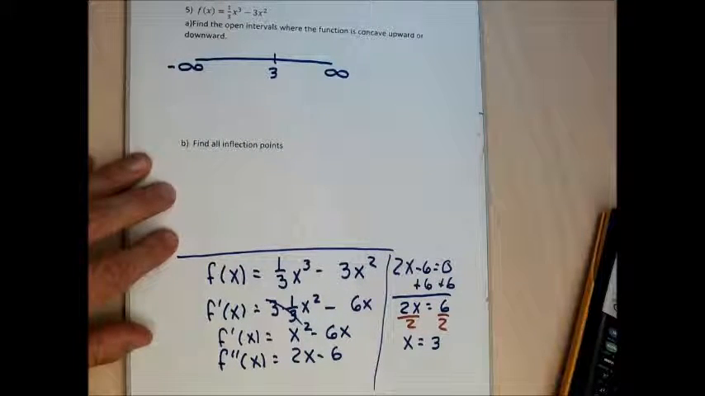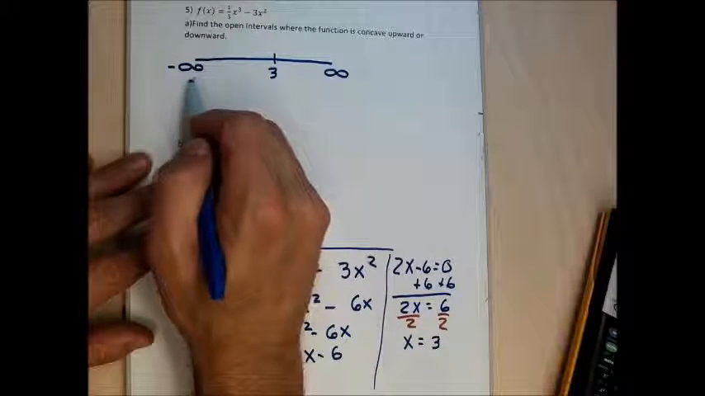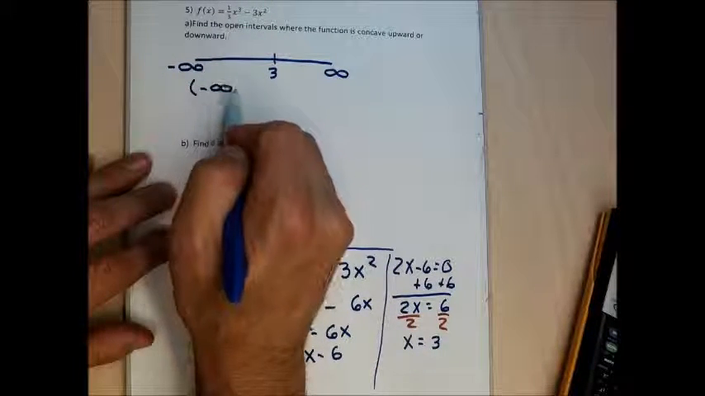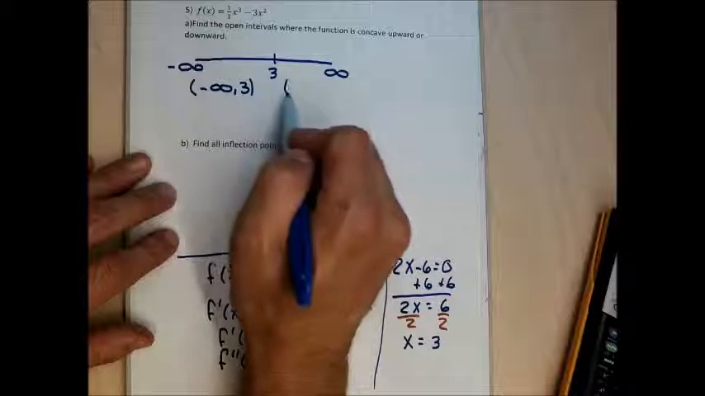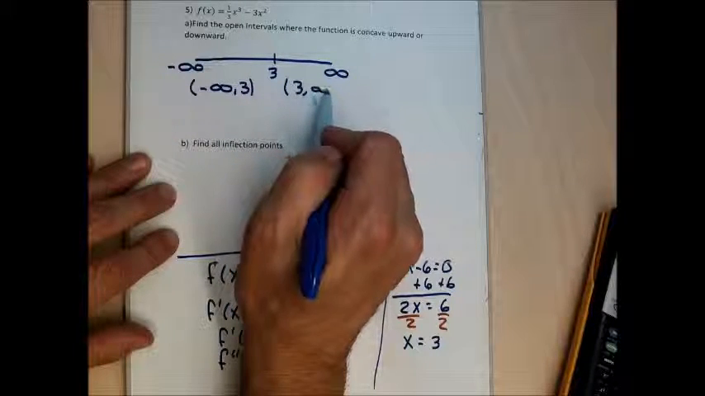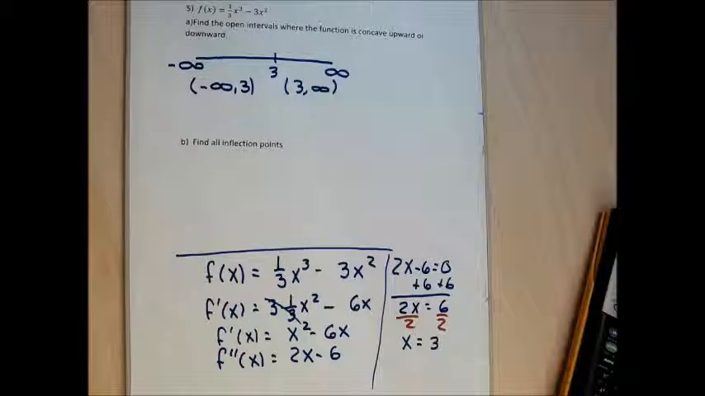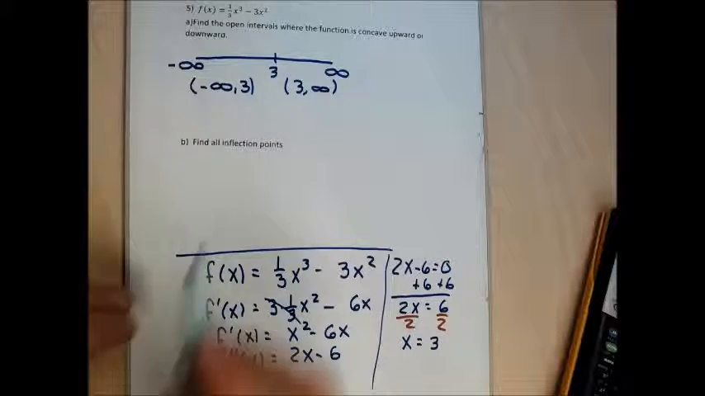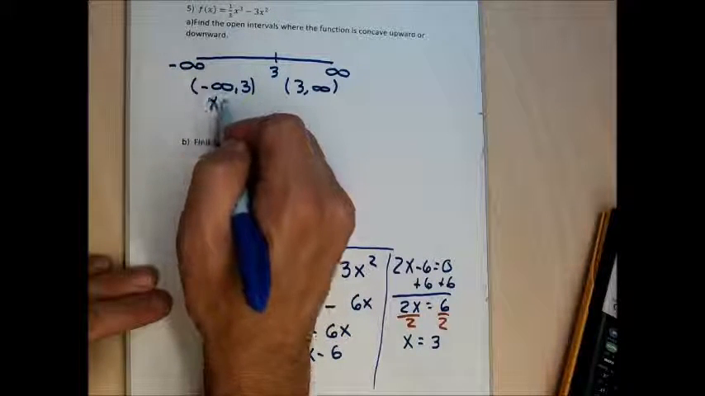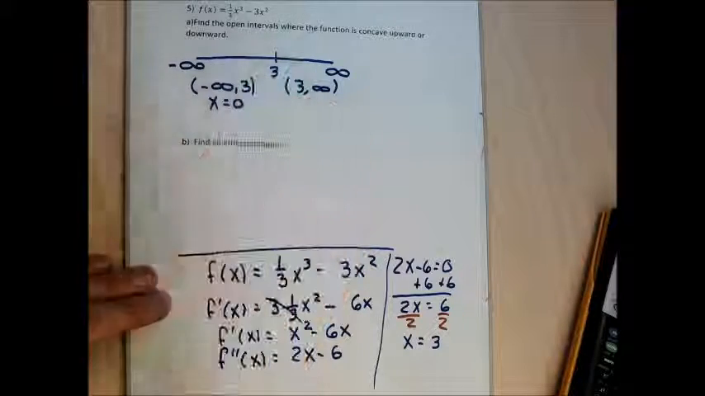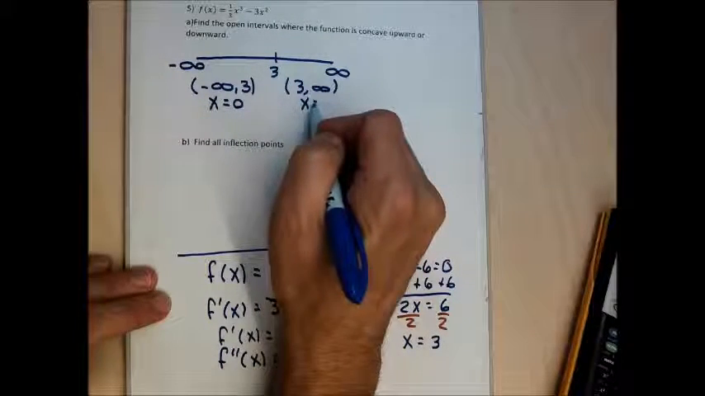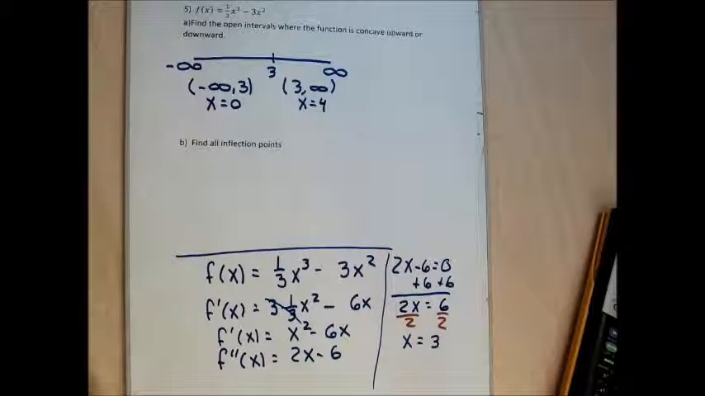Just like for increasing and decreasing, I'm going to create intervals. The intervals I'm going to create are negative infinity to 3, 3 to infinity. And then I'm going to pick a number to plug into the second derivative. In the first interval, I'm going to plug in 0 because it's in that interval. It's easy to do algebra with. In the second interval, I'm going to plug in 4. It's in that interval. It's smallish.